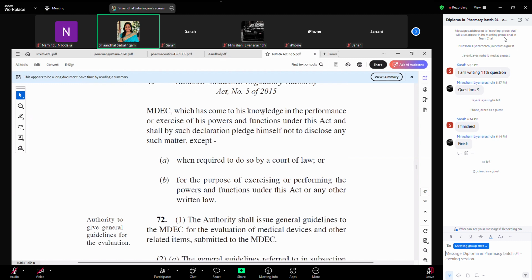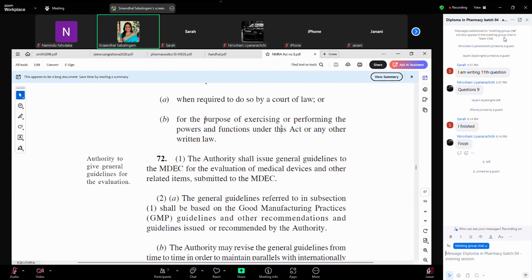So the MDEC, which has come to his knowledge in the performance or exercise of his powers and functions under this act, and shall by such declaration pledge himself not to disclose any such matter. So usually MDEC people also should keep the secrecy unless it is required by the court in order to give information or for the purpose of exercising or performing the functions under this act.